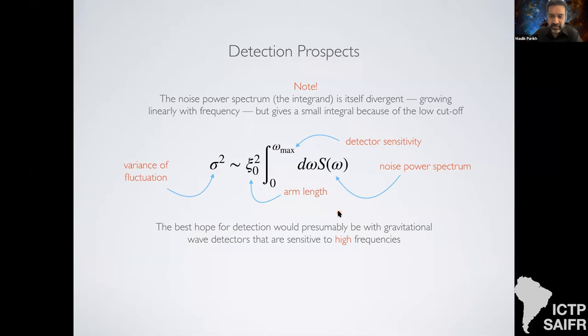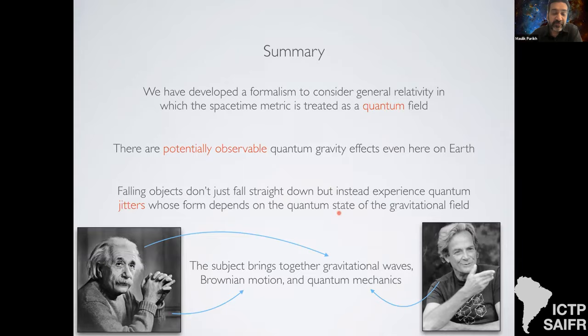Good, so let me end here with a summary. We've developed a formalism to consider general relativity in which the space-time metric is treated as a quantum field. Okay, so this is a very, very basic kind of approach, which is almost surely true. It's sort of agnostic about the UV completeness of the theory of quantum gravity, whether it's string theory or holography or loop quantum gravity. We didn't use any of those features. So it's a bit orthogonal, complementary rather, to what Kathryn was talking about. So this effect is just from basically effective field theory.